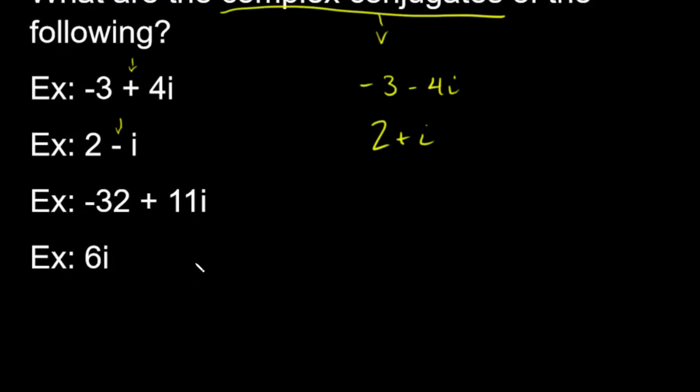You try to do the next two. The sign of the complex part will change. So look at it. Maybe say it in your head. What is this going to be, the complex conjugate? Well, -32 minus 11i. If you said that, you're correct. And how about this? What would this complex conjugate be? Well, this should be 6i because that's the complex part and it's positive, and so you should make it negative. And technically, this is 0 plus 6i. So your complex conjugate would be 0 minus 6i, right? Hopefully that explanation made sense.